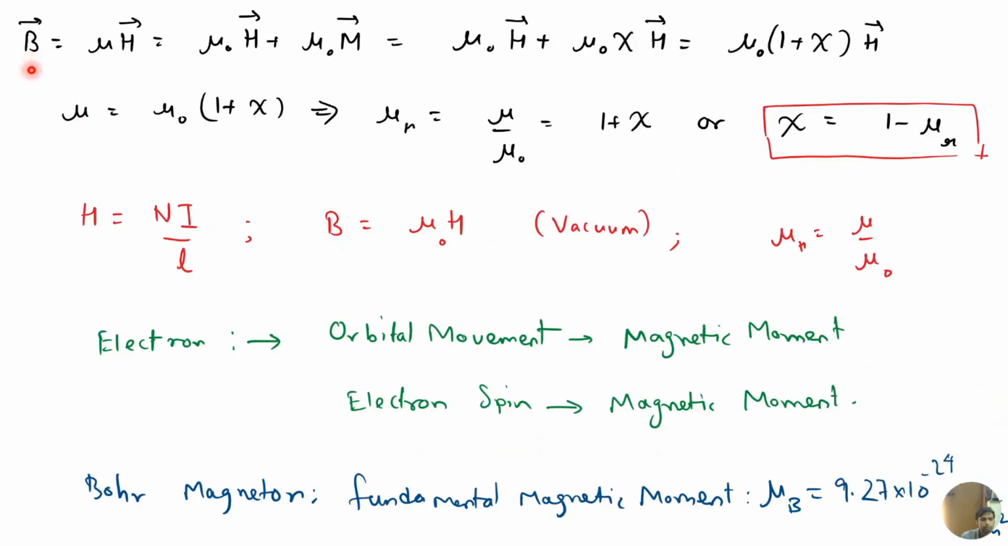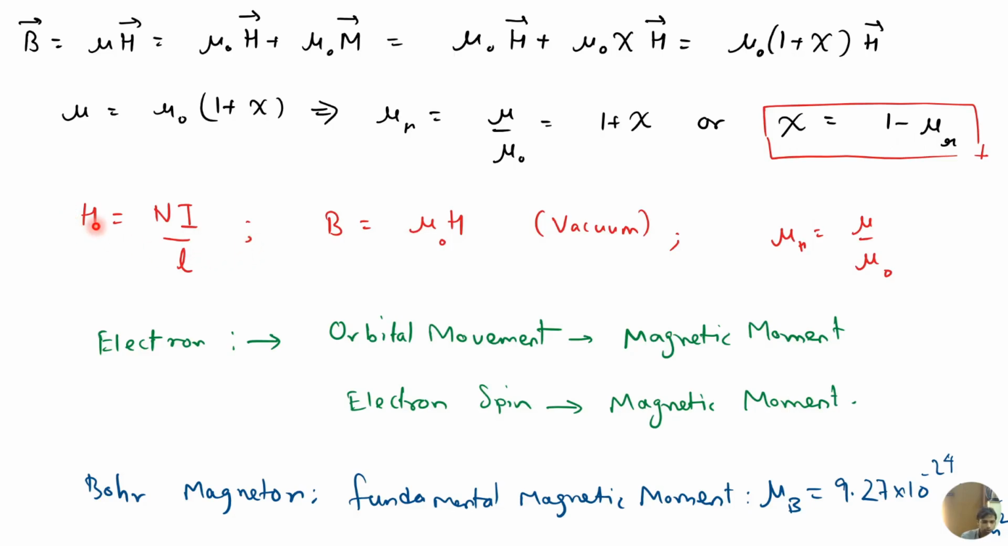So what we have is B is equal to mu H, and this we decomposed into mu naught H plus mu naught M, and mu naught M we are writing as mu naught chi times H. Then we take mu naught common, and 1 plus chi common, and what we have is H. So from here we can see that mu is equal to mu naught times 1 plus chi. So mu r, which is the ratio of mu over mu naught, is 1 plus chi, or chi, the magnetic susceptibility, is given by mu r minus 1.